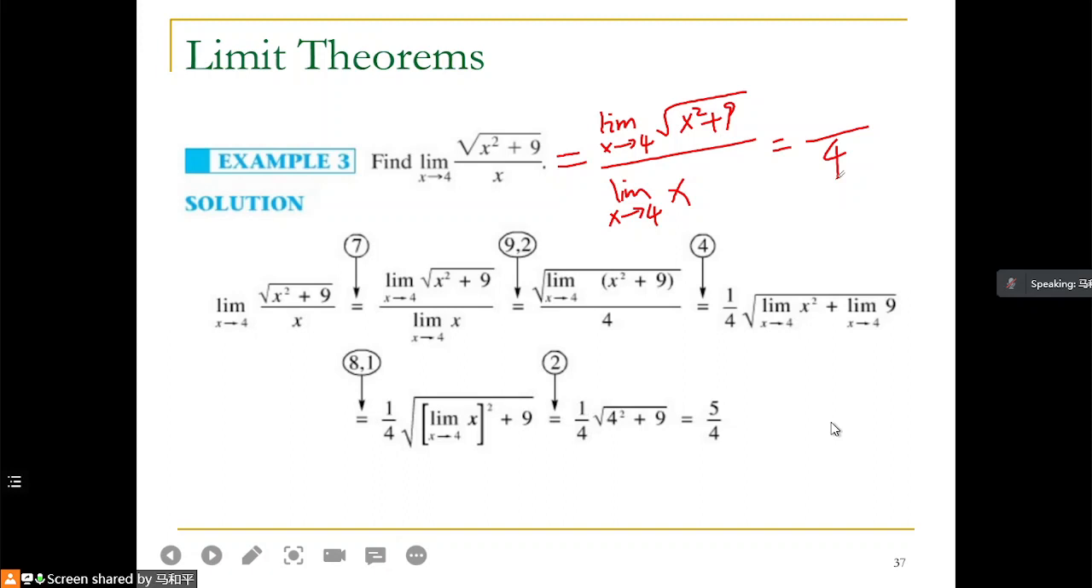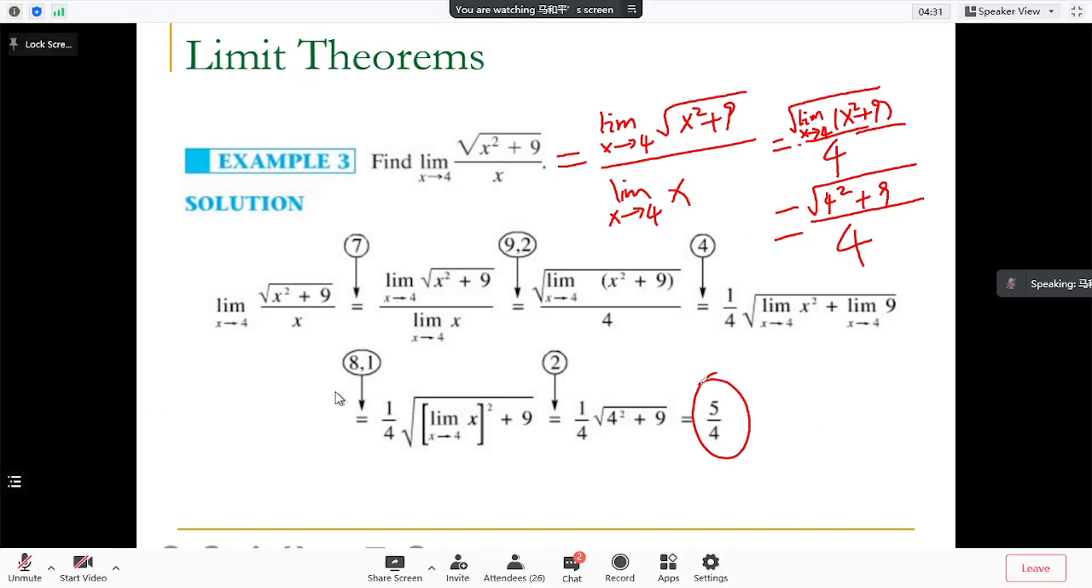But if it's 0, maybe we can think of another method to solve it. Here, this one we can first take the limit of this square root, and then you can find this is equal to 4 squared plus 9, right? So just 5 over 4. Example 3.